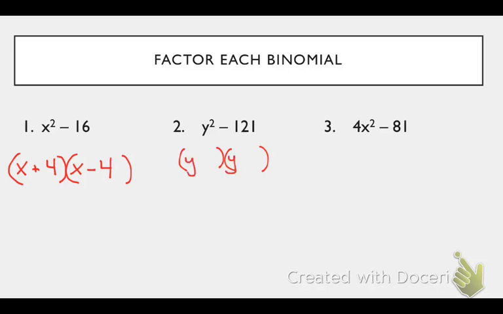The second one, again, it is a perfect square, and 121 is a perfect square, so I take the square root of each. The square root of 121 is 11, and the pattern says one's a plus and the other's a minus. And if you want to check at any point to make sure you're not making an error, you would just FOIL back together.